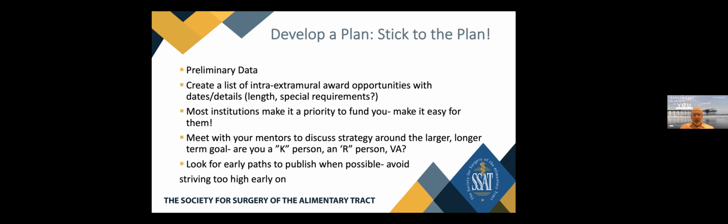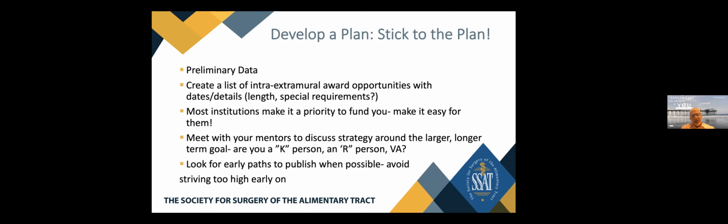So, as you develop your research career, you want to have a plan. You want to have a plan that's based on how you are going to get funded, what is your roadmap, and you want to stick to it. You obviously want to focus in the first year on developing preliminary data. You want to create a list of intramural and extramural award opportunities, understand the details of them, when they're due, how long they have to be, do they have special requirements, like having a relationship to a community organization, for instance. And believe it or not, most institutions make it a priority to fund you as a young investigator.